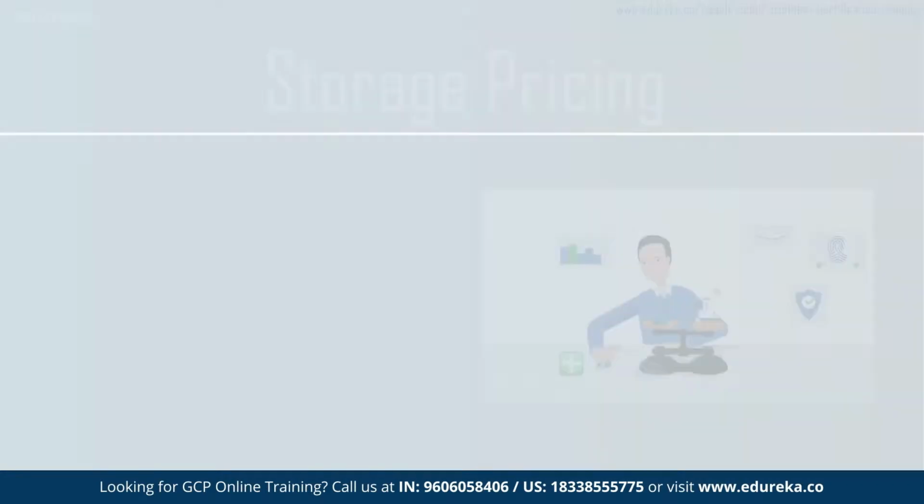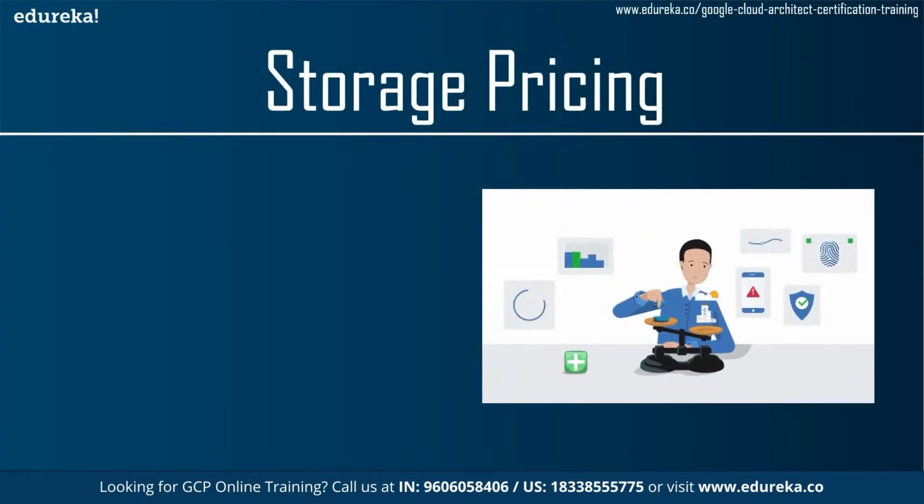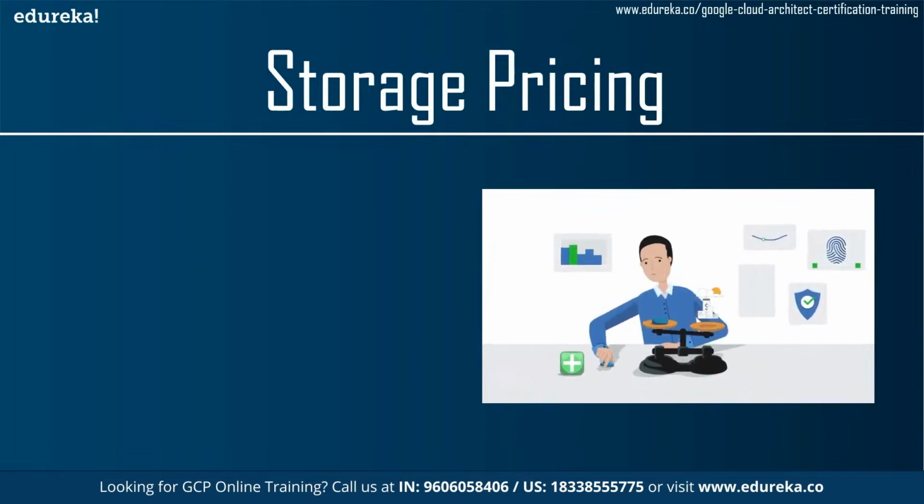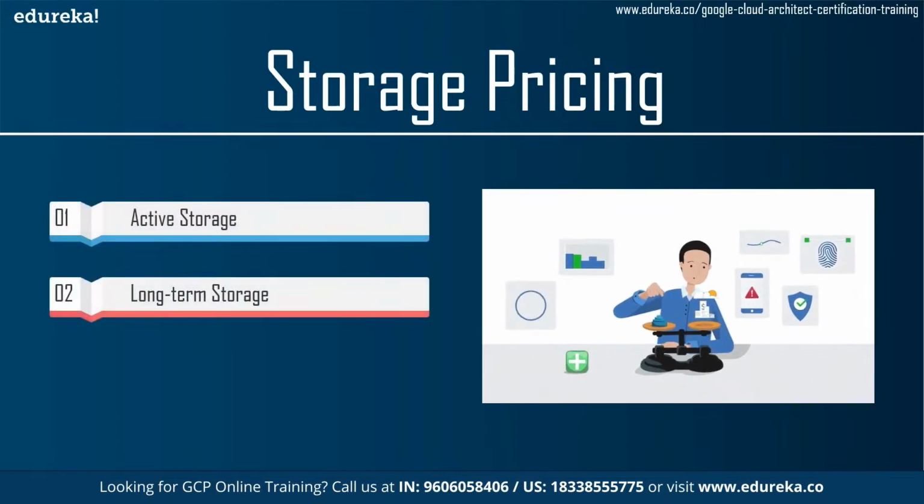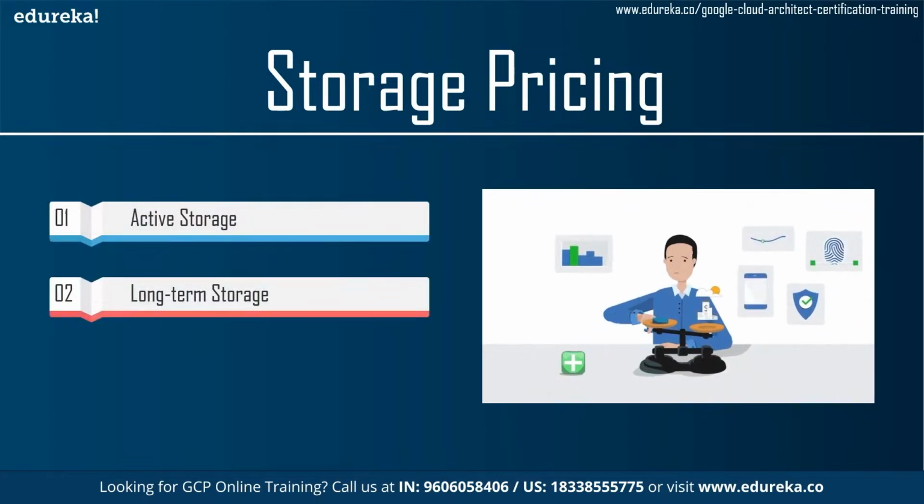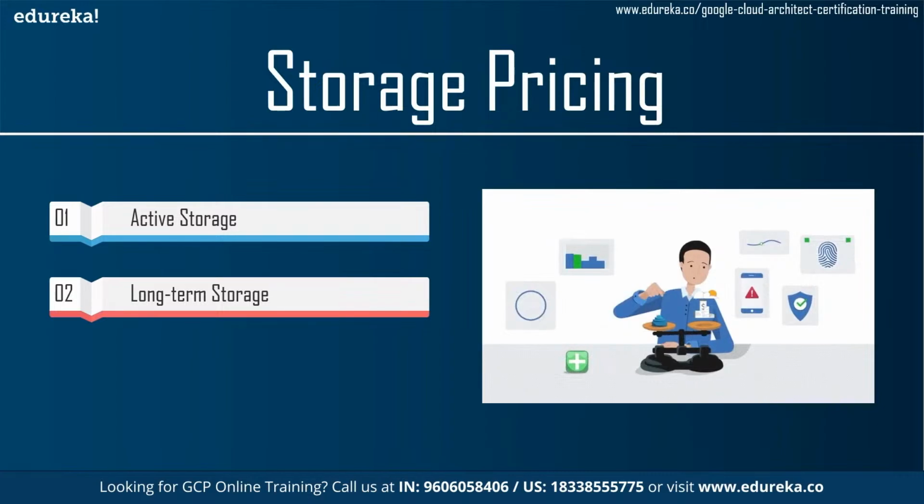Let's move on to the second major pricing category, that is storage pricing. So storage pricing is the cost to store data that you load into BigQuery. Now you pay for active storage and long-term storage. So active storage includes any table or table partition that has been modified in the last 90 days. And long-term storage includes any table or table partition that has not been modified for 90 consecutive days. The price for storage for that table automatically drops by approximately 50%. Now there is no difference in performance, durability or availability between active and long-term storage.